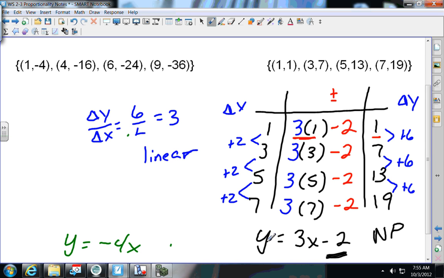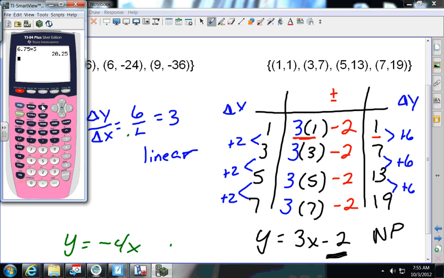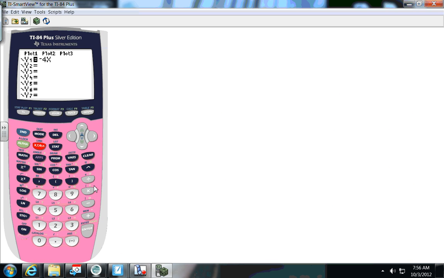Let me show you something. If I go in the calculator right here, and I go to y equals, and I put in there, say it's negative 4x, and I press graph. It looks like it goes through 0, 0, right? If all you did was see this graph. Second window, put in there 0. Second graph. Does the table say 0, 0? Yes, so it's proportional. And it's proportional because it's linear. It has to be linear first.